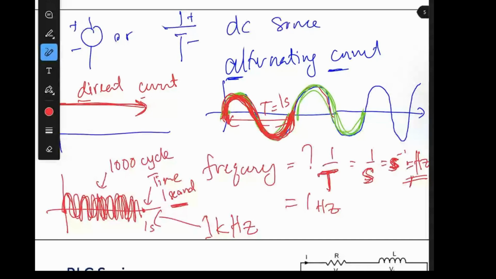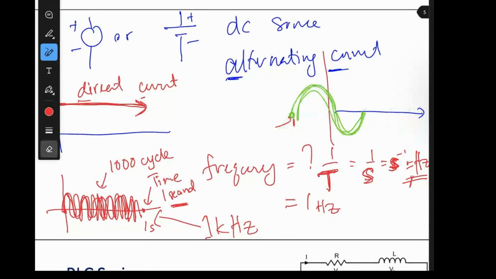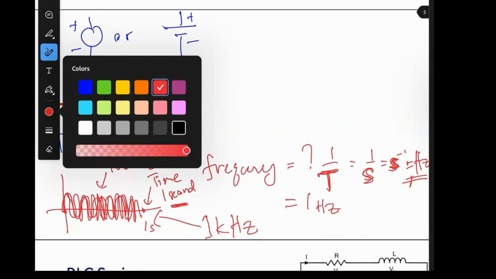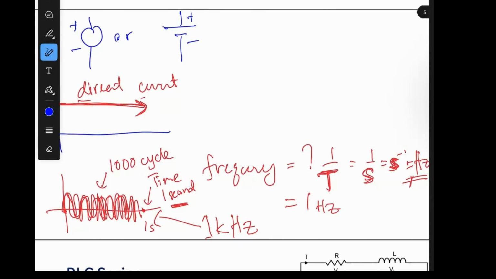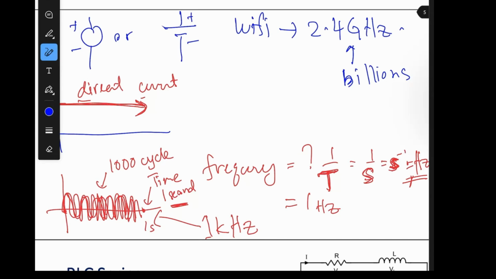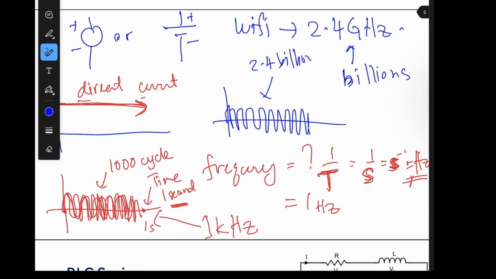For example, our internet, our Wi-Fi, we have 2.4 gig. Gig means billion. So this alternating frequency is 2.4 billion cycles in 1 second. 1 second only. Okay, this is called 2.4 gigahertz. So 2.4 billion cycles in 1 second.